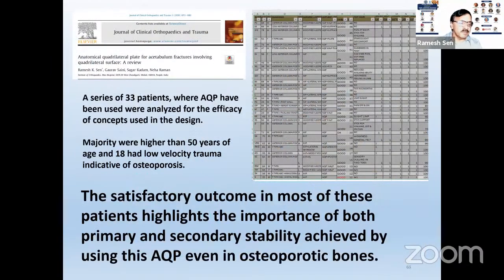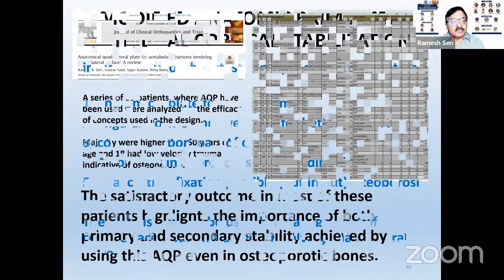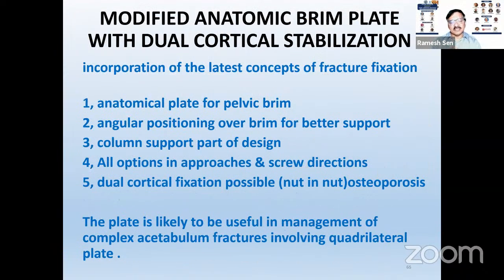Now we have just published some 33 patients where we could not really ask all of them to come to us, but we did ask their EQ5D scoring, and we had a reasonably good outcome in them, which we have just published. So what we understand is that when you are putting a plate, it must fit anatomically for the brim. Rather than having two plates and the controversy of which one is better, why not have a plate over the brim? Column support is an important part.